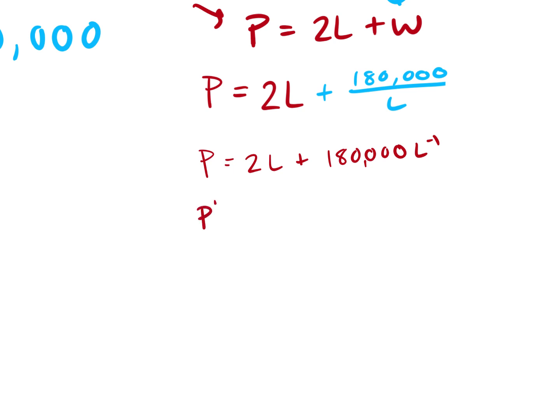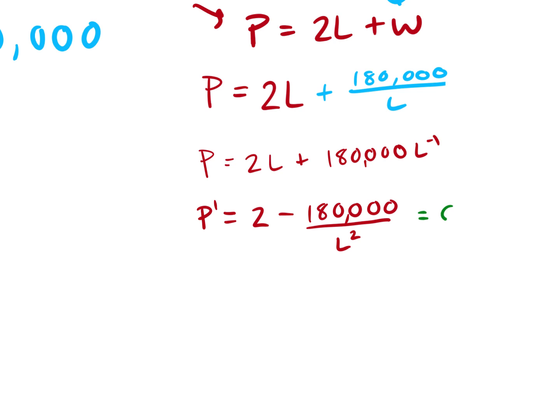Now we can find our derivative. What's the derivative of 2L? 2 plus, or actually this would be minus now, minus 180,000 times L to the power of -2, so I'll just put it over L squared. Any questions on what I just did there? Awesome. What should we do next?